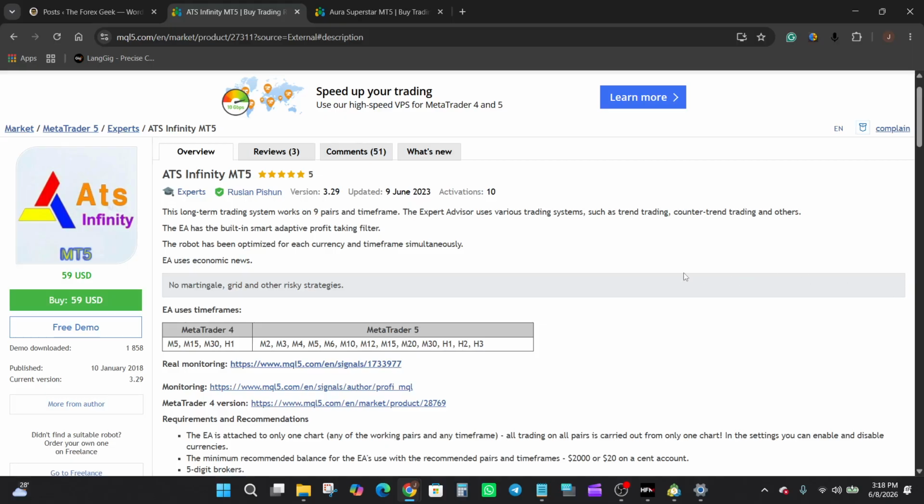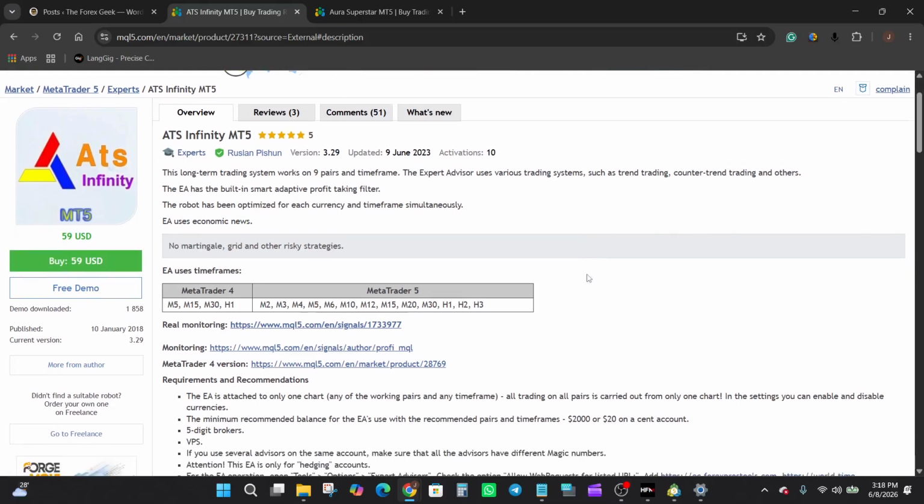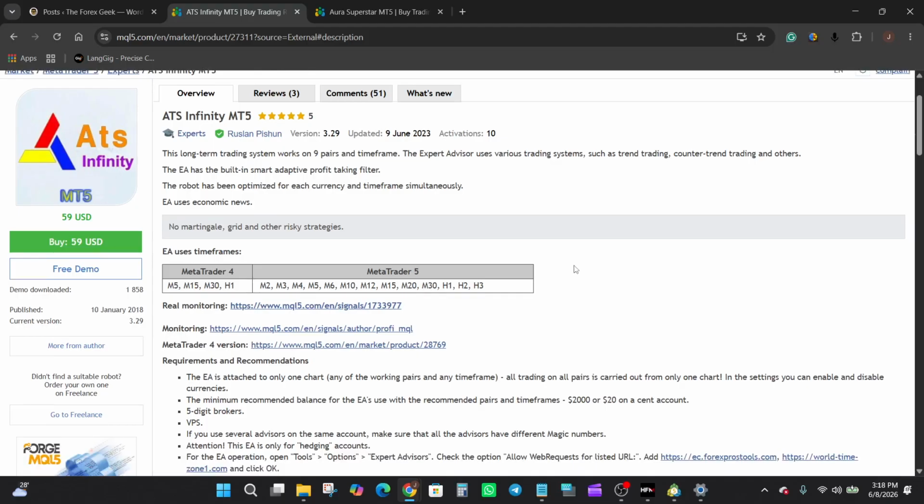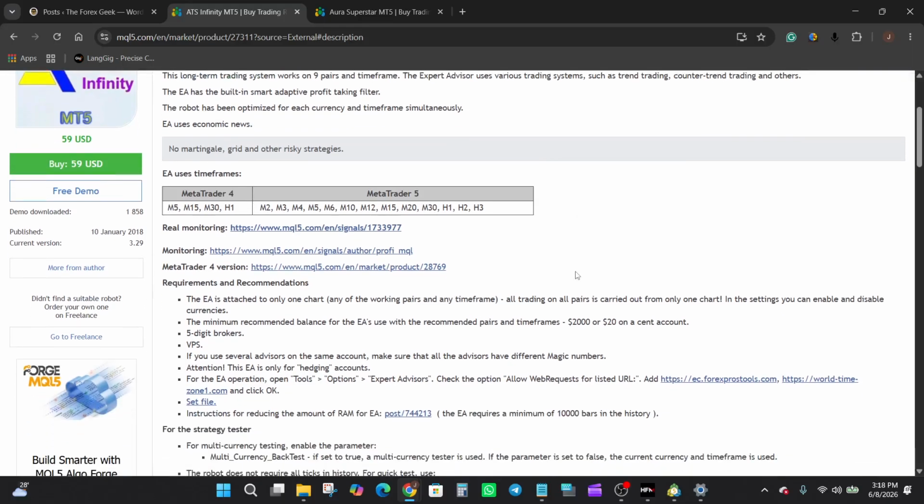One important point mentioned is that the system includes a smart adaptive profit-taking filter. While the exact internal mechanics aren't fully detailed, this suggests that the EA adjusts how it manages exits depending on ongoing market behavior, rather than using a fixed take profit structure. Moving further down, the EA is described as being optimized across multiple currency pairs and time frames at the same time. That tells me the system is not limited to a single setup, but instead designed to operate in a broader multi-market environment.